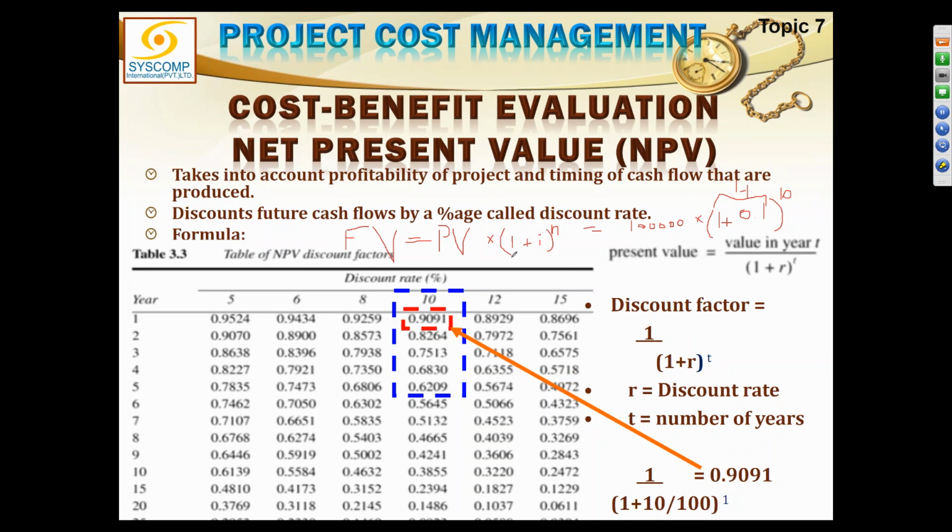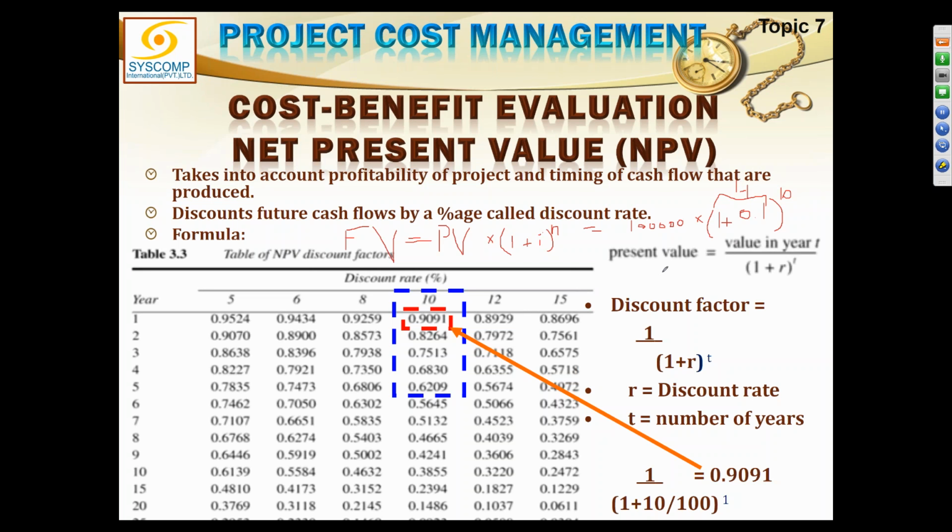2.59. 2.59 multiplied by 100,000 means 2,59,000 rupees. Yes, sir. This is the money you are going to get after 10 years. It's almost 2.59 times your amount. Right? This is the future value. Are you clear about it? Can you calculate it for any amount now?